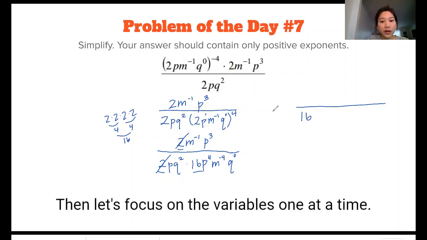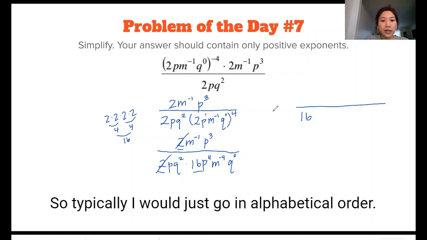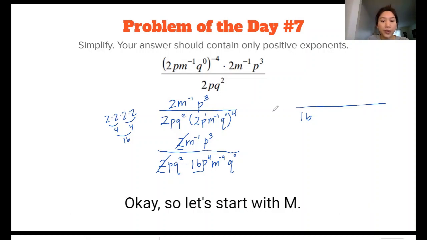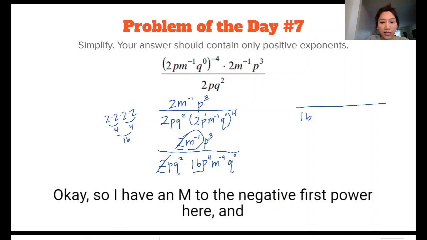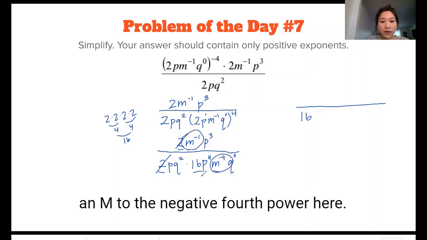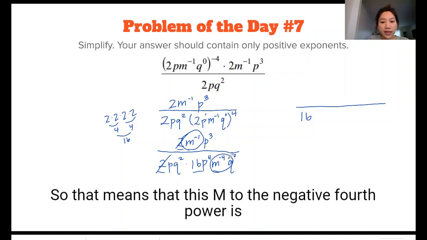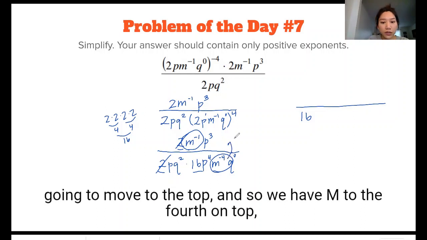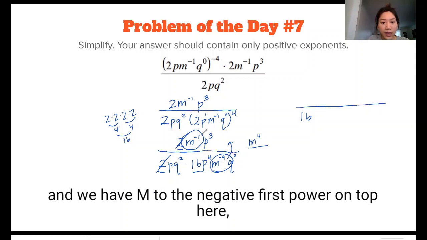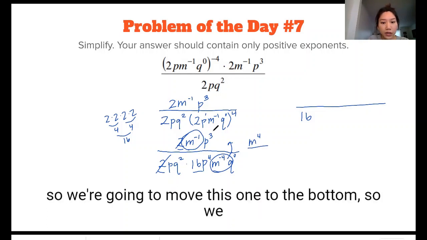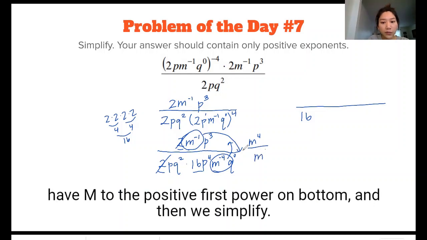Then let's focus on the variables one at a time. So typically I would just go in alphabetical order. Okay, so let's start with m. I have an m to the -1st power here and an m to the -4th power here. So that means that this m to the -4th power is going to move to the top. And so we have m to the 4th on top, and we have m to the -1st power on top here. So we're going to move this one to the bottom. So we have m to the positive 1st power on bottom, and then we simplify.